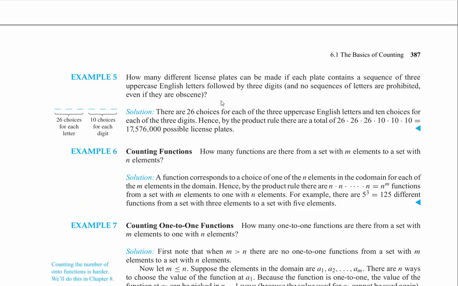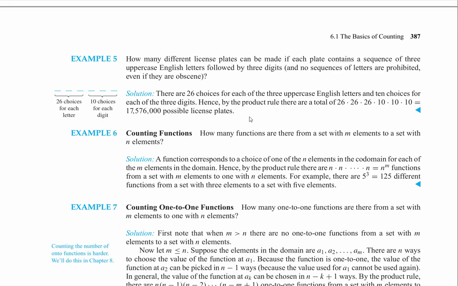All right, and some more in the book. Example 5: how many different license plates can be made if each plate contains a sequence of 3 uppercase English letters followed by 3 digits, not excluding any possibilities?